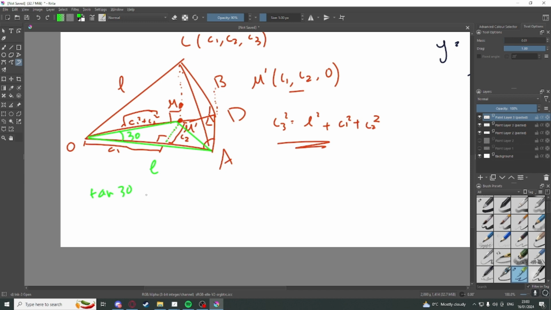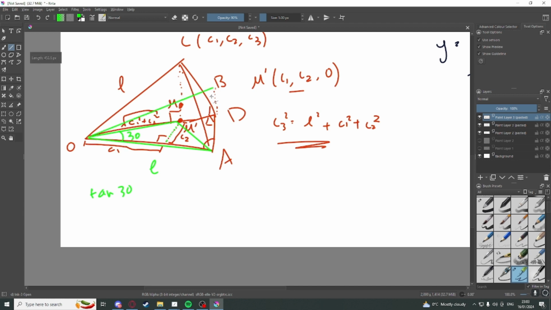Wait, doesn't C1 have... oh no, never mind. Oh no, C1 is just 1/2. Yeah, sorry.